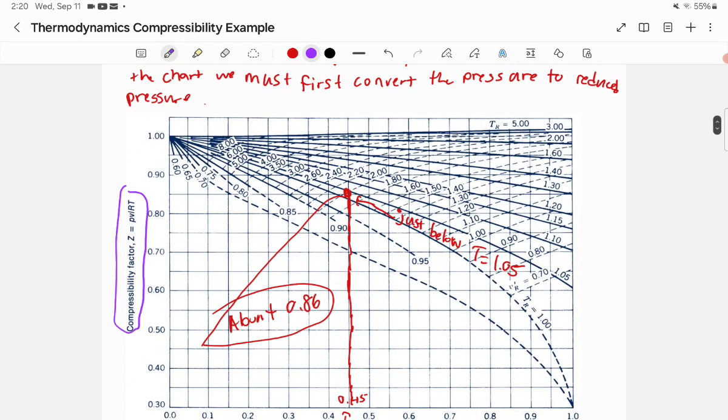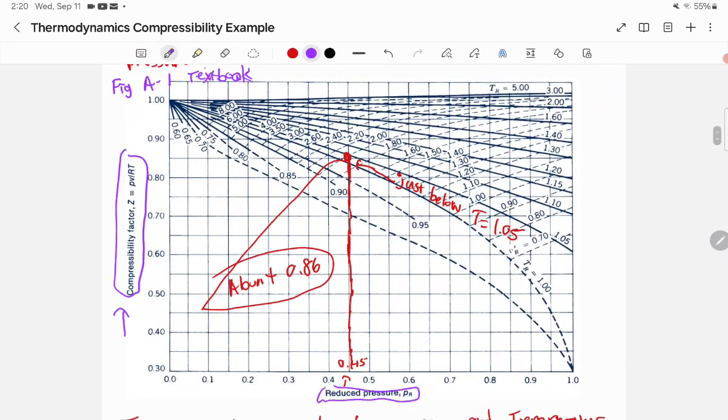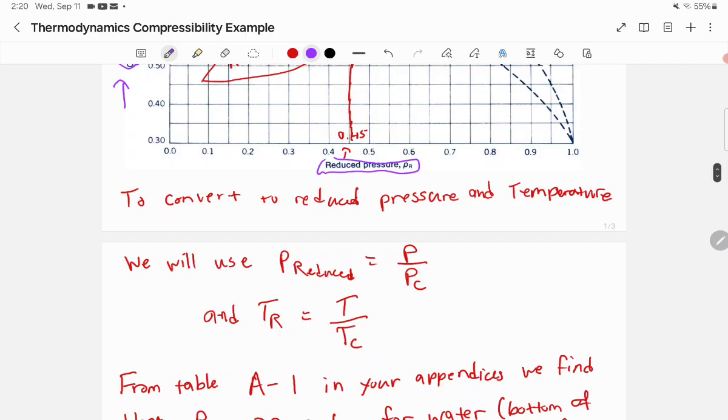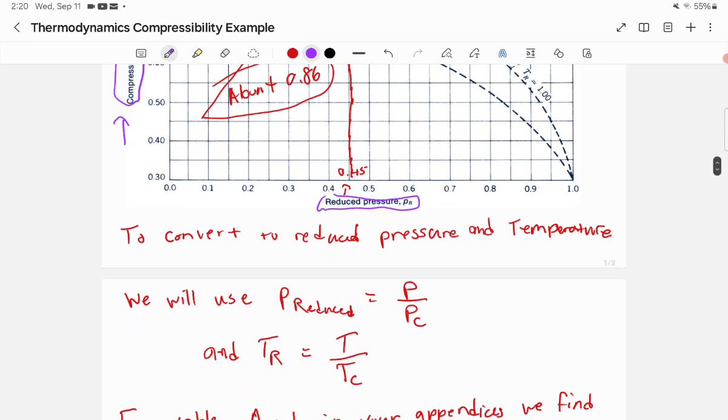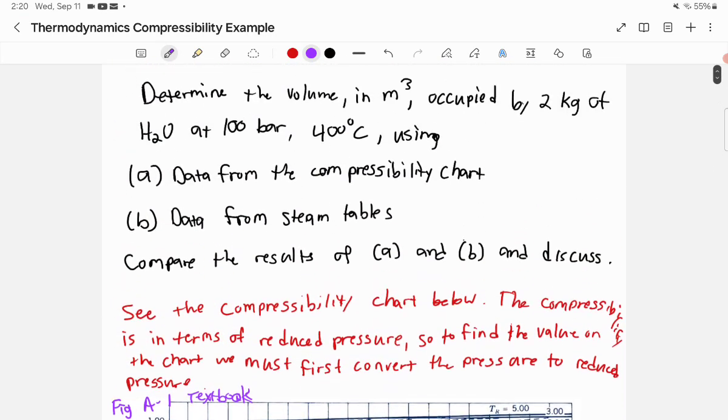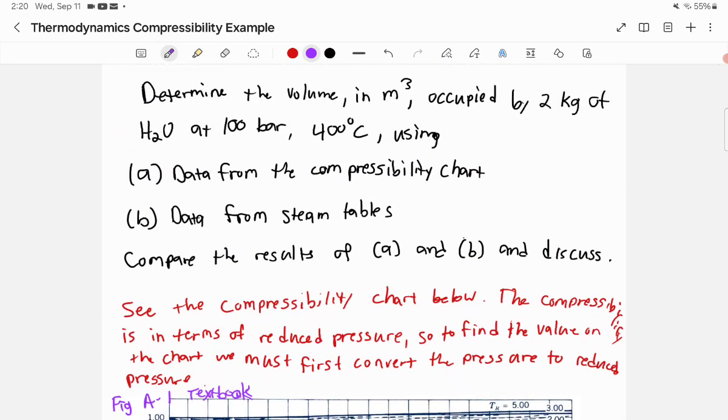In fact, to get the compressibility, because this is, by the way, figure A1 in your textbook. There are other figures beyond this that look similar to this one, and you just need to go to a larger reduced pressure. But in this case, we're not going to need to go larger than a reduced pressure of 1, because as you'll see, the reduced pressure that we use is actually going to be less than 1. Okay.